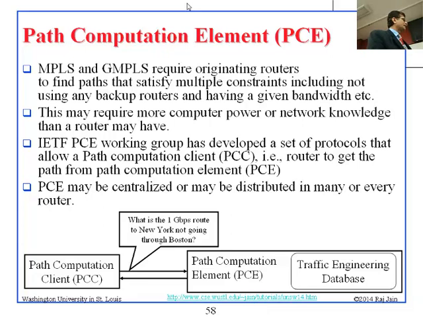PCE, path computation element, which has the complete traffic engineering database. And then any router can send, which is a PCC. Every router is a PCC, a path computation client. It can send a message to PCE and say, please tell me the path, and you will get the path. This is very similar to OpenFlow, except that you get the complete path. So basically, if you have MPLS, this is easier to manage with this kind of protocol than with OpenFlow, where you have to send lots of entries.